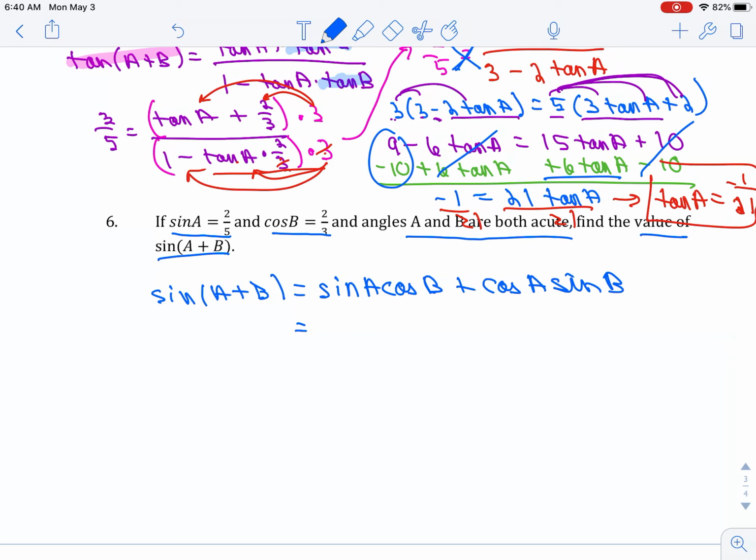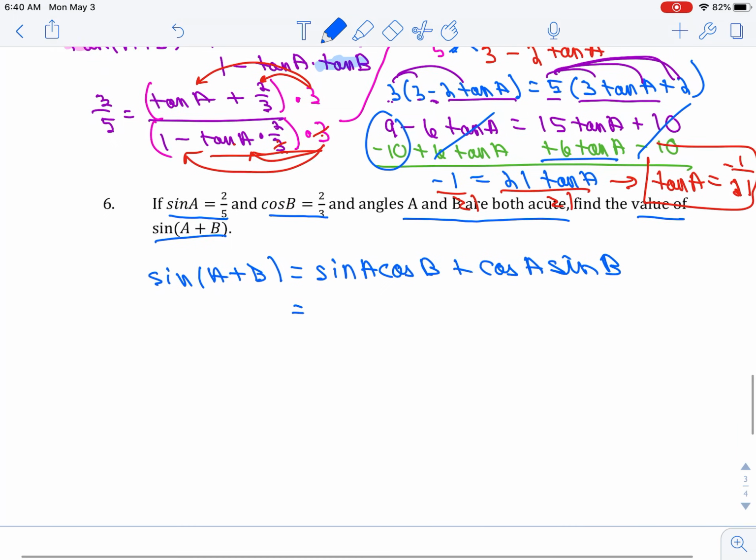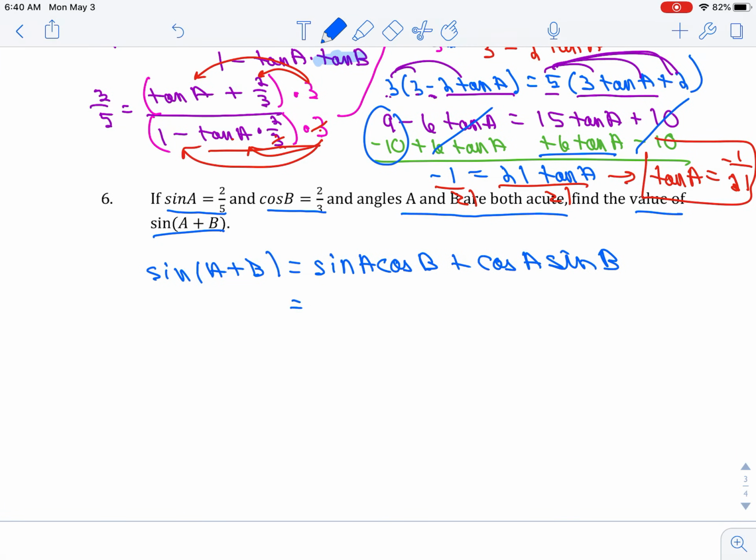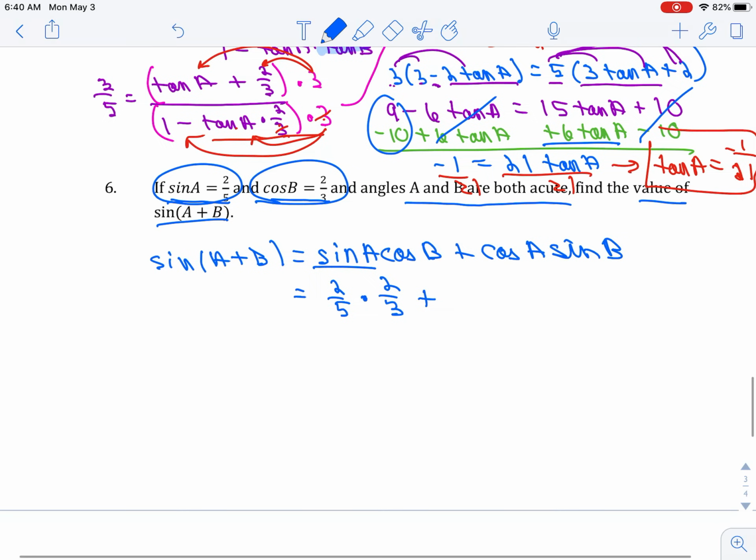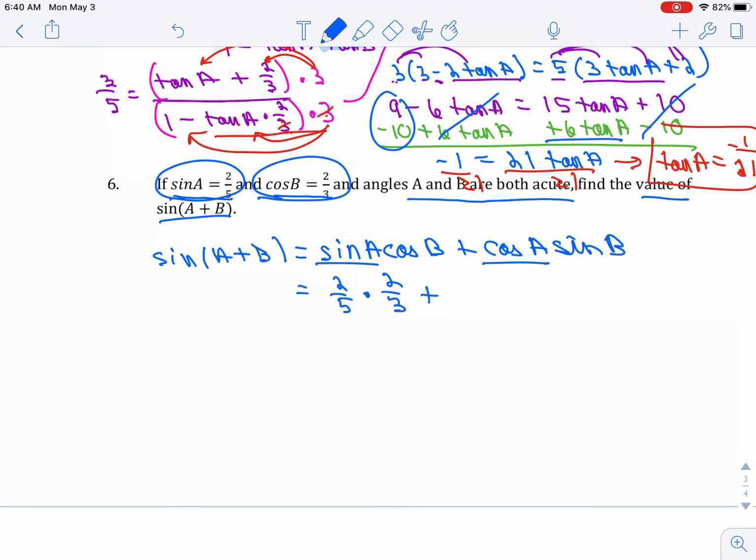All right, now we're going to sub in. But notice that we're not told all the values, so we're going to have to go off to the side and calculate a few of these. We're told that the sine of A is 2/5, so I can sub in 2/5. And we're told that the cosine of B is 2/3, so I can sub in the 2/3. But when I get to here, I don't know these. I'm not told the cosine of A, and I'm not told the sine of B. So how can we find those?